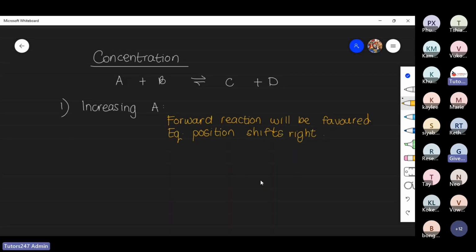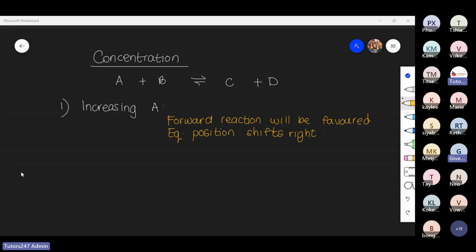Now, how do we know which direction our equilibrium position shifts? How do you know whether it shifts to the right or to the left? If you favor the forward reaction, that means you're going from left to right. Therefore, equilibrium shifts to the right. If you are favoring the reverse reaction, that means equilibrium shifts from right to left. So always keep that in mind. If you favor the forward reaction, equilibrium shifts right. If you favor the reverse reaction, equilibrium shifts left.